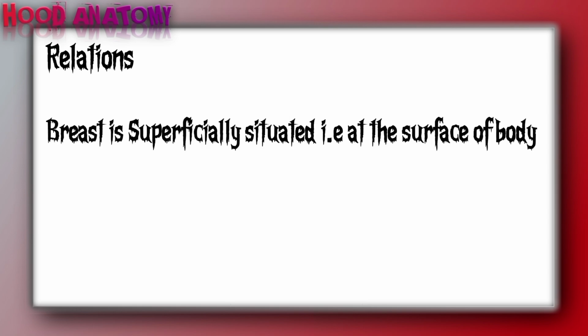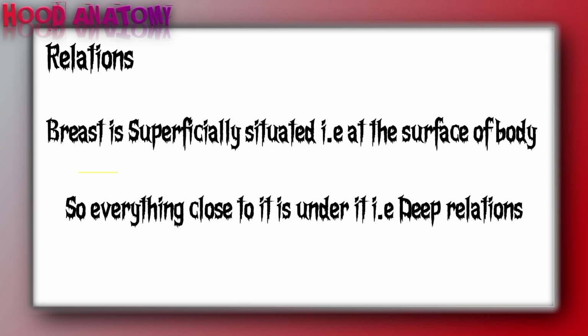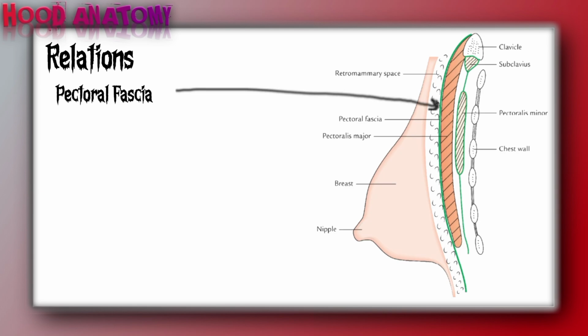Now make we migrate go relations of the breast. Relations, e mean things wey surround something, the ones wey close, just like in real life now. Since breast dey superficial, nothing dey on top of am, rather e get things wey dey under am. In other words, e get only deep relations. Make we list them. First of all, the first thing wey you go meet na pectoral fascia.